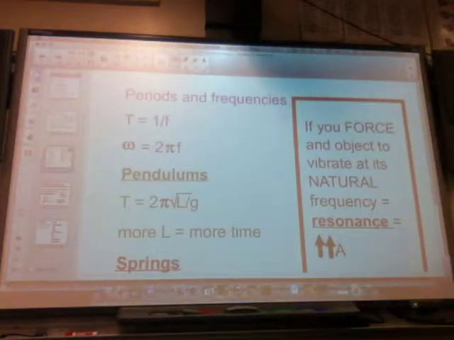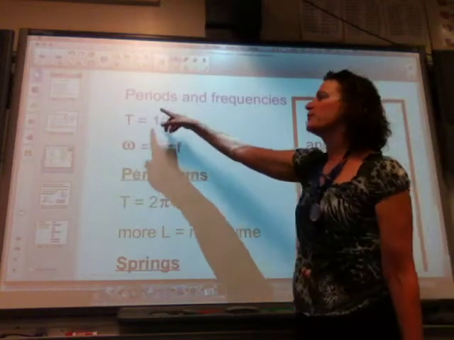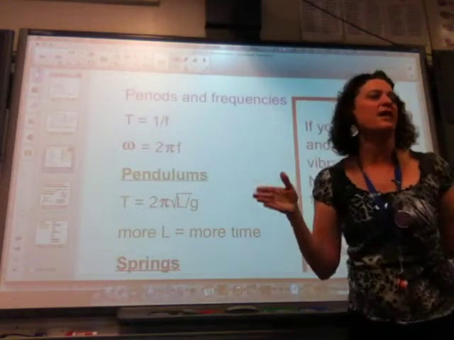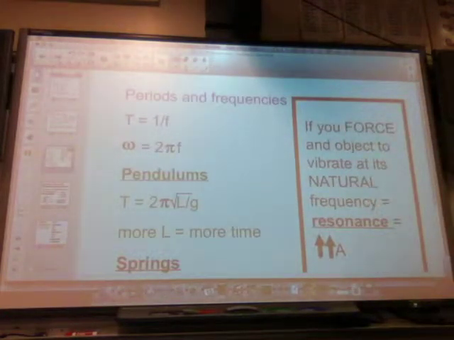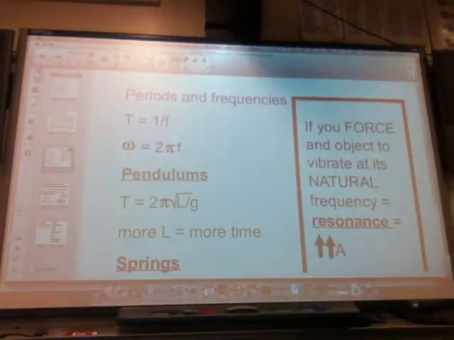Okay. So periods and frequencies. I was a little disappointed that there was more than one group that couldn't remember this. This is very important, because you had to find T on your graph, and then you had to convert it to frequency. And for a lot of people, that just was like, huh? So remember, T and F are inverses of each other.